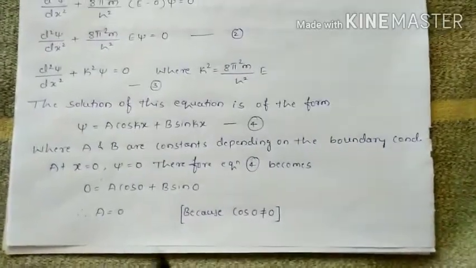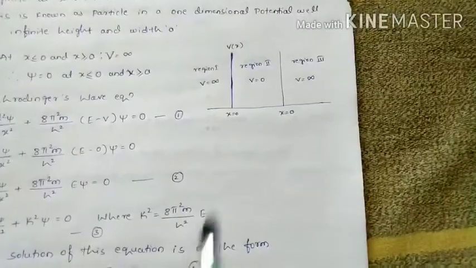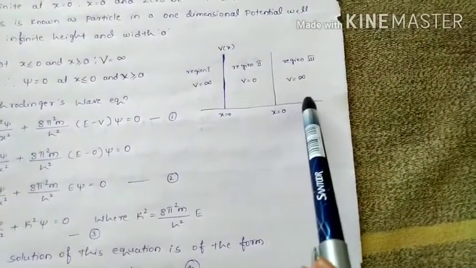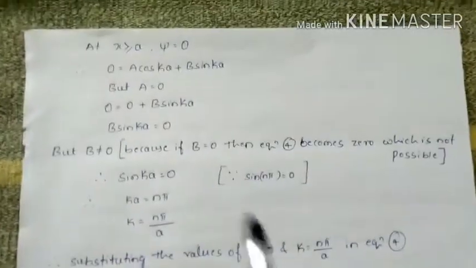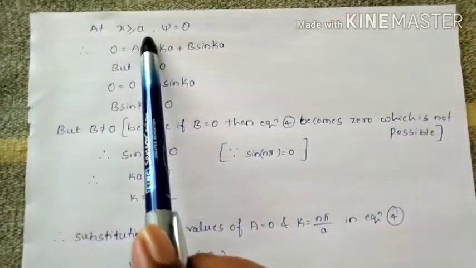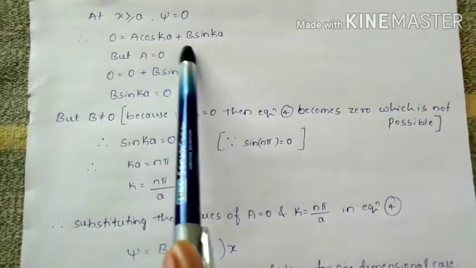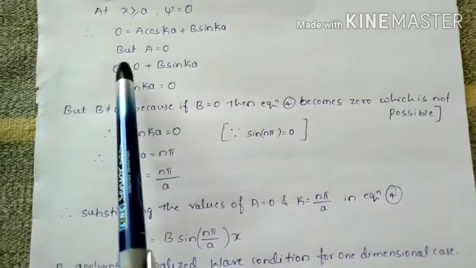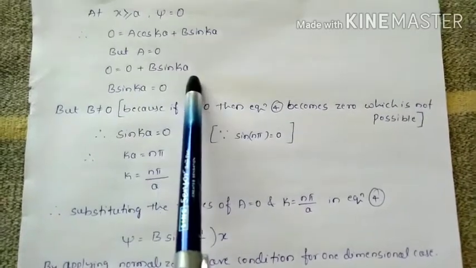Now to find out the value of B, we will consider the second condition, that is at x equals a, psi equals 0. That is the second condition we are going to consider. So in this equation 0 equals A cos ka plus B sin ka. We already know that A equals 0, so substituting A equals 0, we get B sin ka.